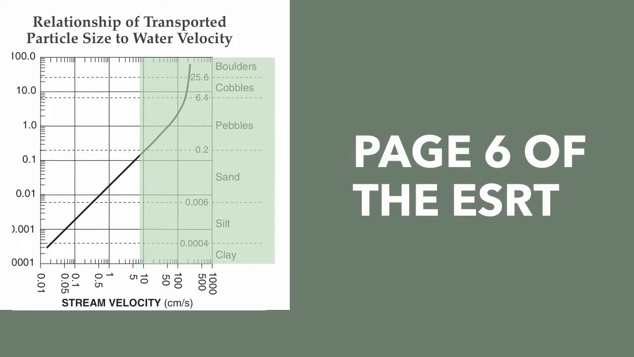So let's use sand as an example. For a sediment to be considered sand-sized, it would have to be between 0.006 centimeters and 0.2 centimeters. Anything bigger would be a different type, as would anything smaller. Another example, boulders are considered any sediment that are larger than 25.6 centimeters in size.